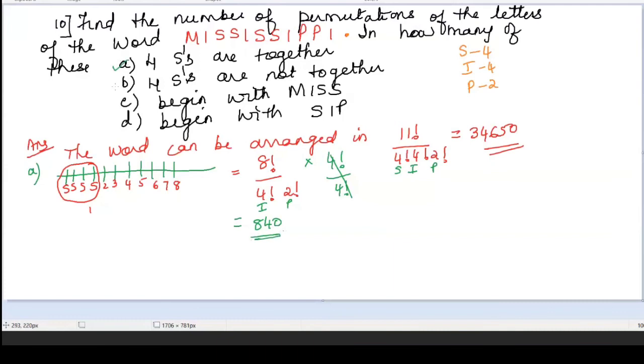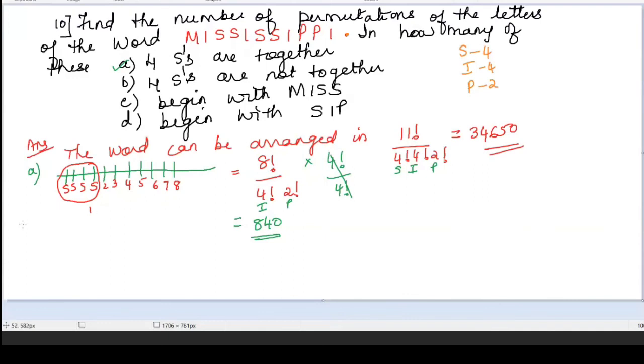Now, what do you understand by the second question? Tell me, what is the second question telling you? Second question is telling you 4 S's are not together. That became the negative question. And when it becomes a negative question, what is the concept I have told you? Whenever it is becoming negative question, it is total minus positive question. And that total is already ready, positive is also ready. So my second answer is very, very easy.